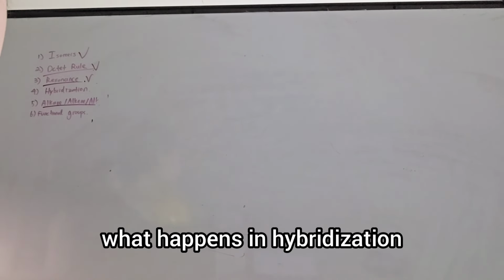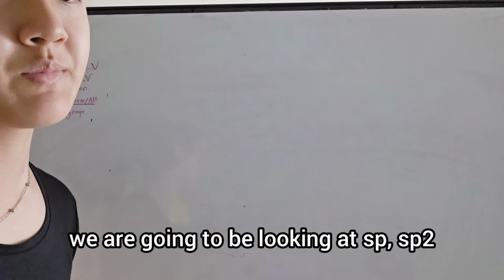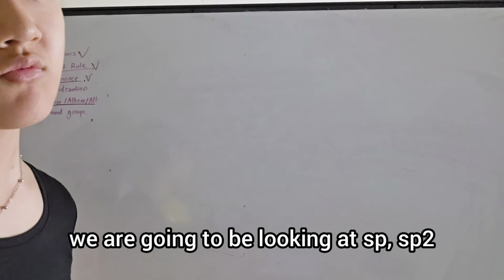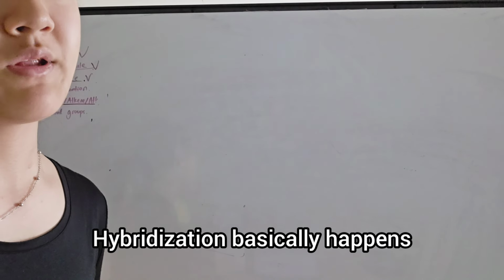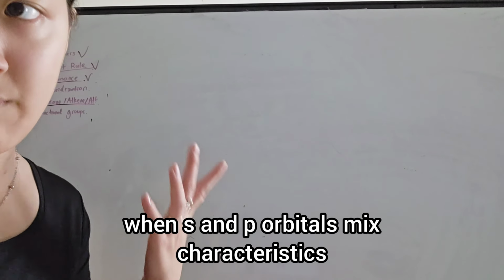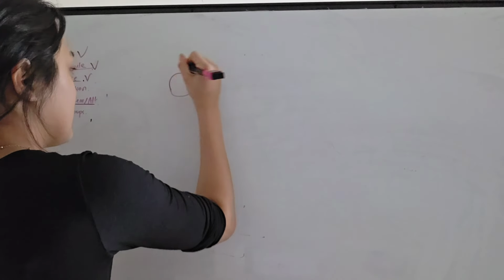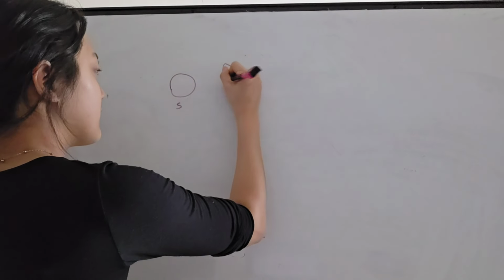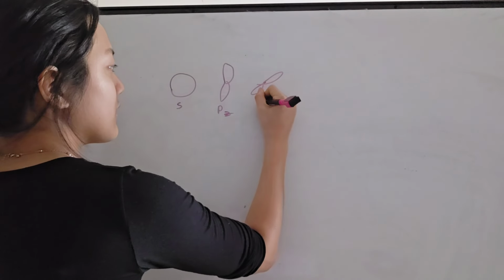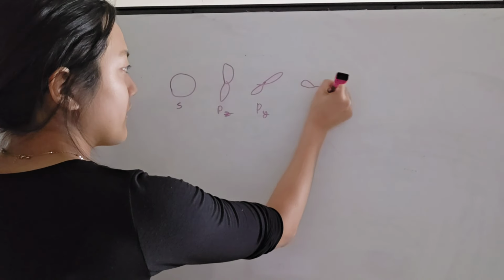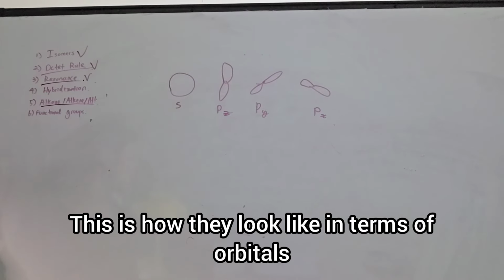Okay, what happens in hybridization? So in hybridization, we are going to be looking at sp, sp2, and sp3 hybridization. Hybridization basically happens when s and p orbitals mix characteristics. And I explained how s and p orbitals look like. This is what s orbitals look like. This is what pz looks like. Py, px. This is how they look in terms of orbitals.